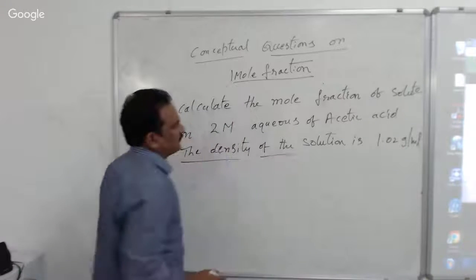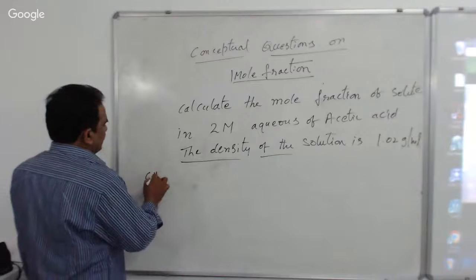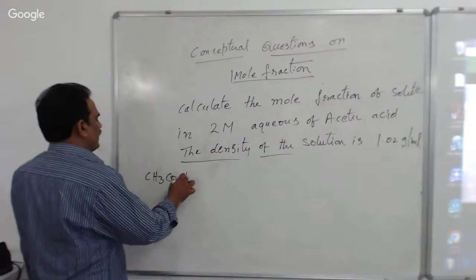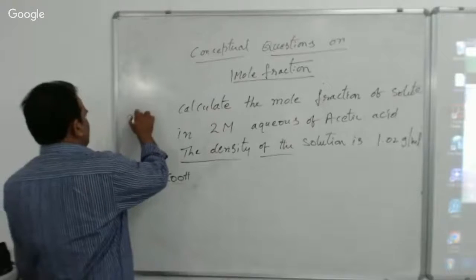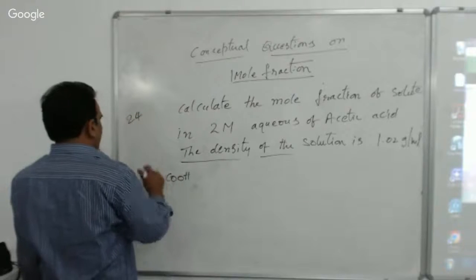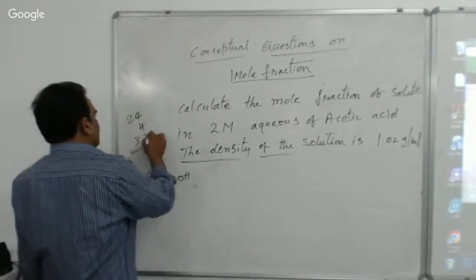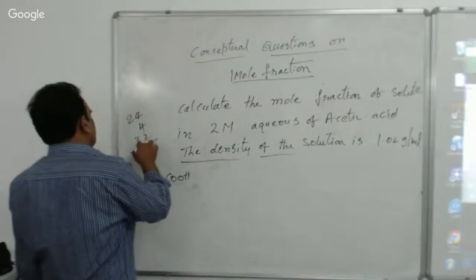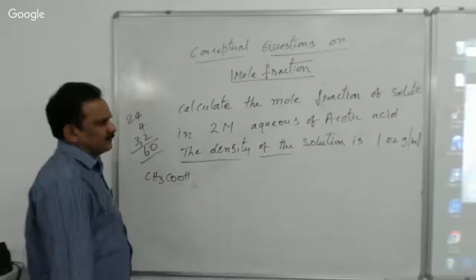Acetic acid formula CH3COOH. So CH3COOH means there are 2 carbons, nothing but 24, and 4 hydrogens, nothing but 4. There are 2 oxygens, nothing but 32. So the molecular weight of acetic acid is 60.